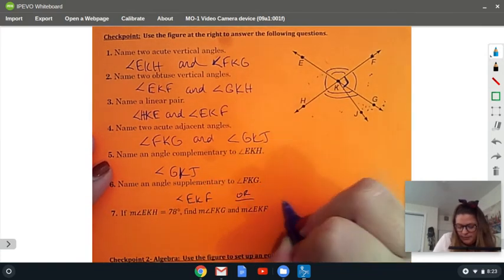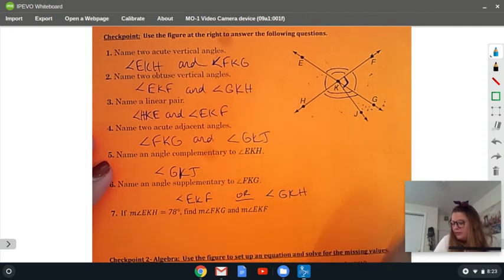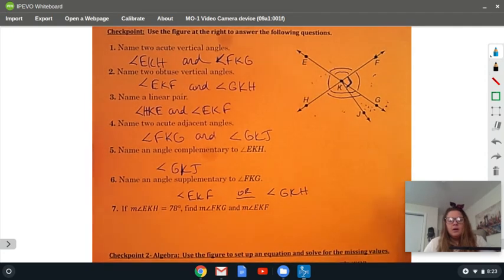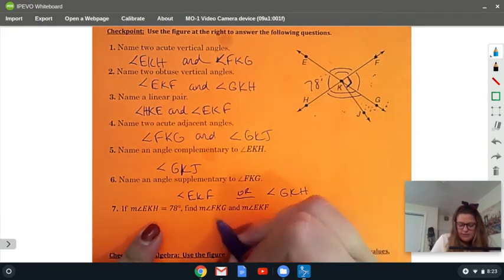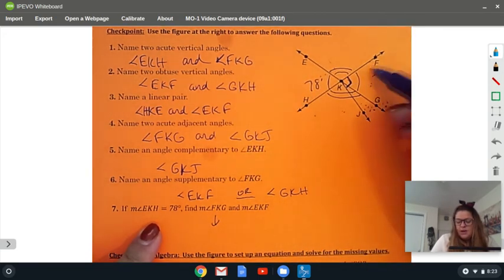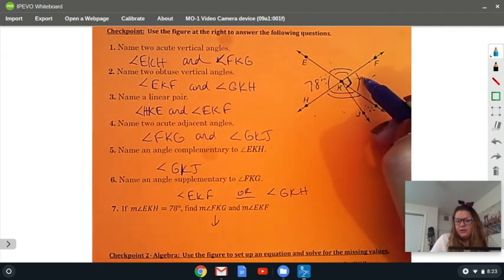But you could also put angle GKH. All right, now they're going to give us a number. What if EKH is 78 degrees? What does that make angle FKG? Well, they're vertical angles, so they should be congruent.